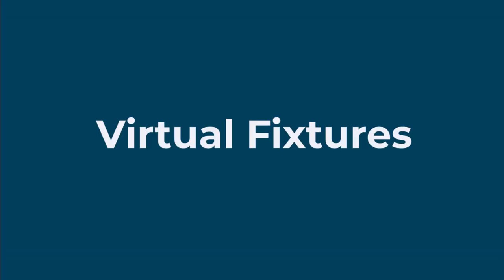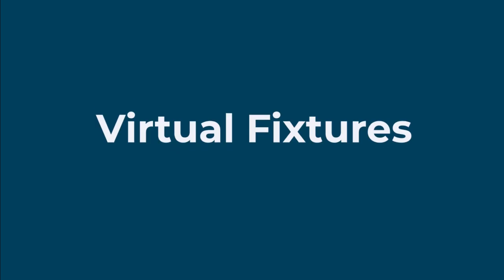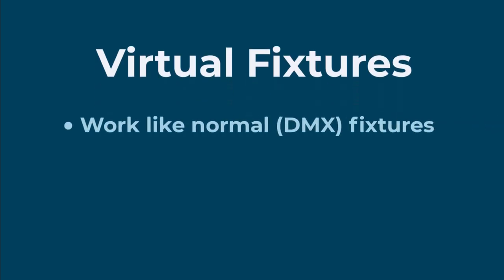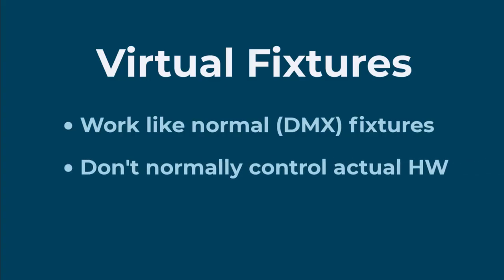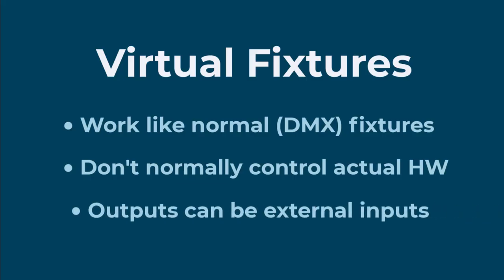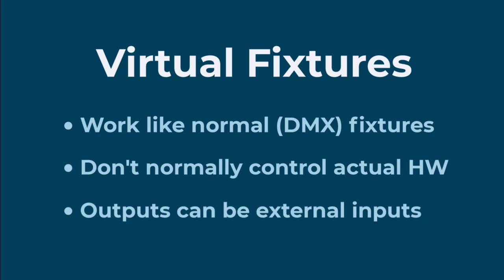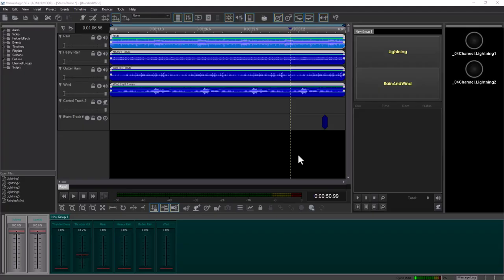Not in too much detail, mind you, because the topic of virtual fixtures will be covered in more detail later on in another video. Virtual fixtures are used exactly like other fixtures. You can add them to a timeline control track just like regular DMX or other fixtures. The difference is that virtual fixtures don't need to control actual hardware. What makes a virtual fixture channel special is that they can be both output channels and external input channels at the same time. Let's start by creating a virtual fixture that can take the place of our storm control sliders.